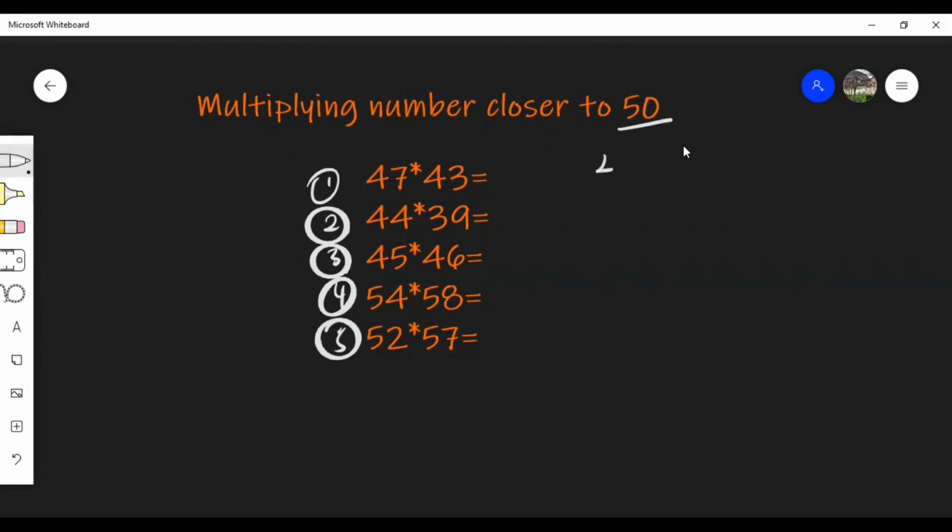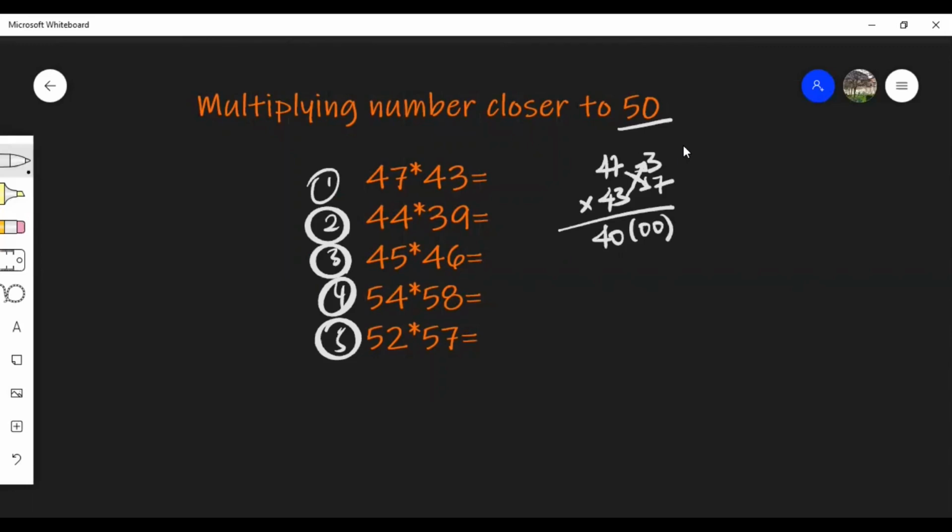So I'm taking 47 multiplied by 43. Look at the difference here between 47 and 50, you get 3. Look at the difference between 43 and 50, you get 7. So if you subtract either diagonal from each other, like either 47 minus 7 or 43 minus 3, the answer is the same. So I will take now 47 minus 7, which gives me 40.